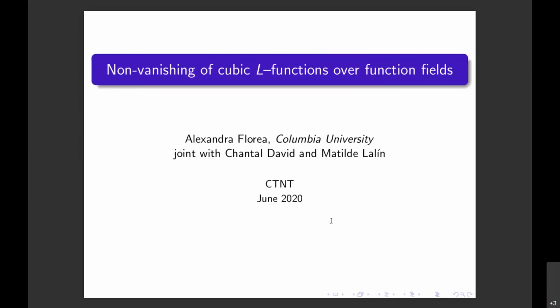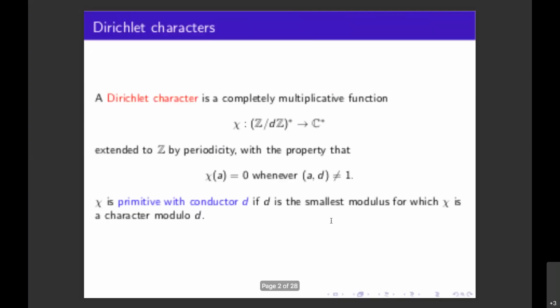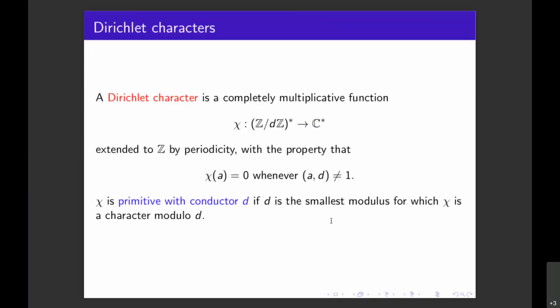So my talk will be on some non-vanishing results for L functions associated to cubic characters over function fields, and this is joint work with Chantal David and Mathilde Laline from Montreal. So I want to start by giving some background.